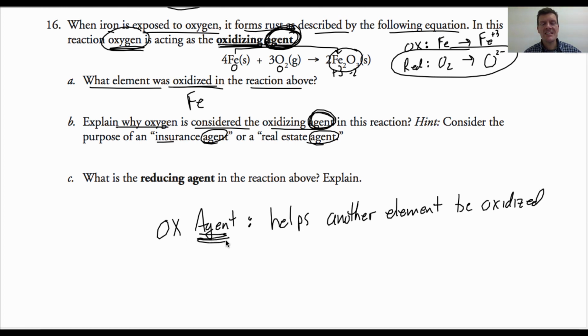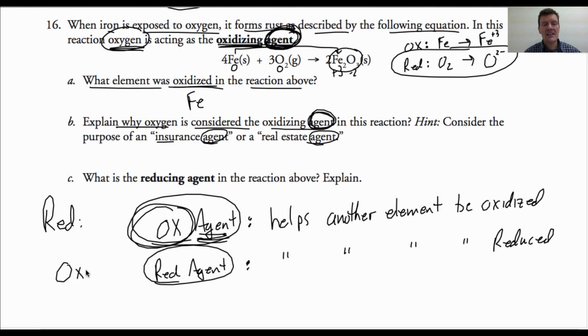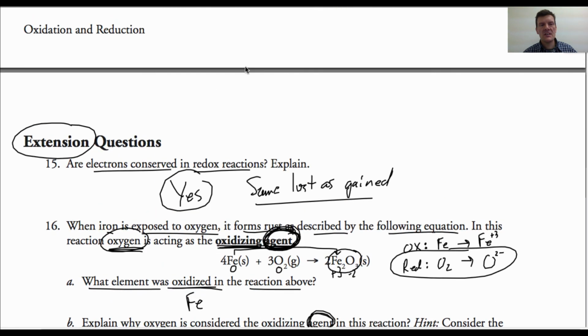So when we see the word agent, it means it is helping somebody else do this particular action, whatever the action is. So a reducing agent is going to help another element be reduced. Okay? An oxidizing agent is actually reduced, and a reducing agent is actually oxidized. By being reduced, it helps something else be oxidized. By being oxidized, it helps something else be reduced. So it's a little confusing when they throw the word agent in there. Okay? But it's not crucial.